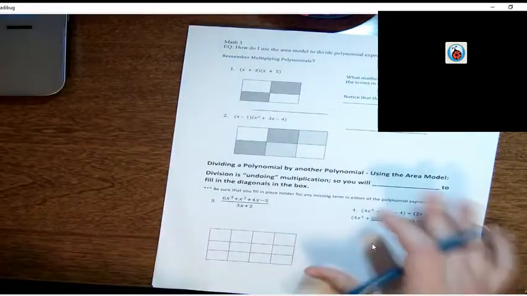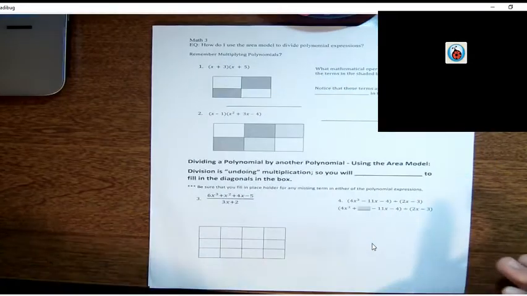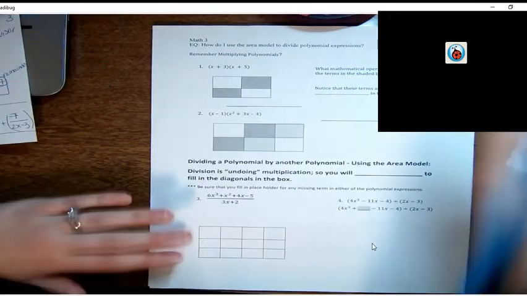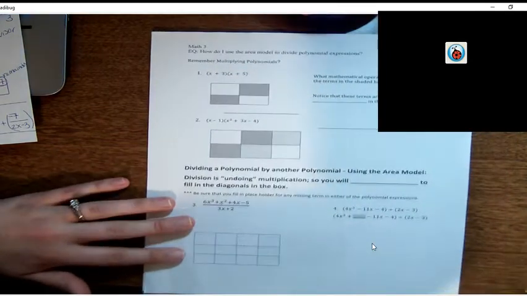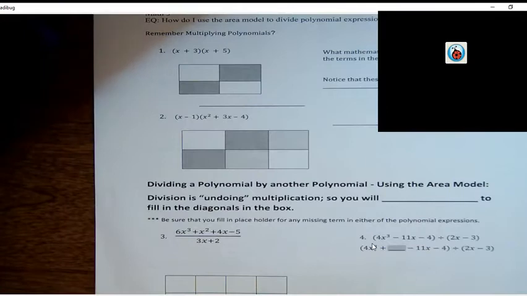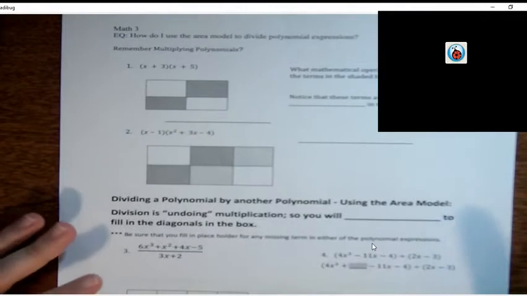Okay, everybody, welcome back. We are going to talk about dividing polynomials today. So this process of dividing polynomials is going to be really similar to multiplying. It's the exact opposite. So we're going to start off by talking about multiplying polynomials. We did this a couple of days ago.